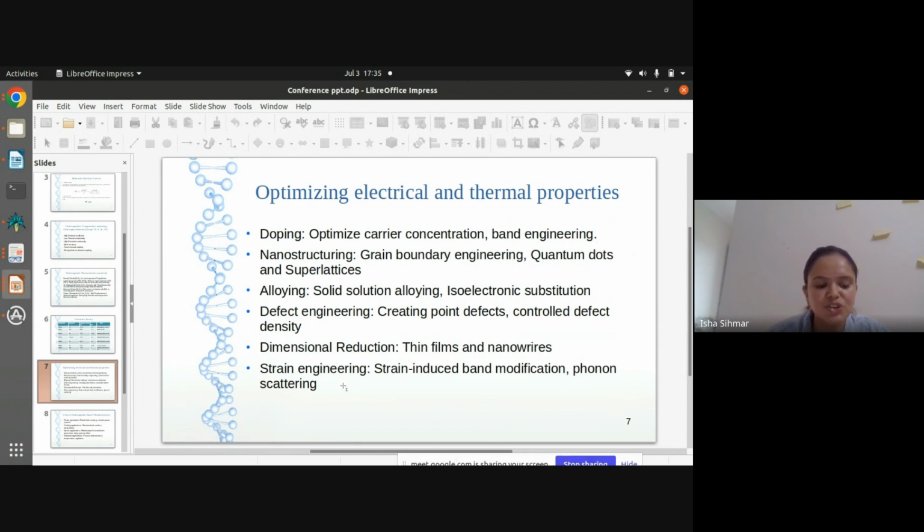Next is nanostructuring. Creating nanostructures with numerous grain boundaries can scatter phonons more efficiently than electrons, which reduces the thermal conductivity while maintaining good electrical conductivity.